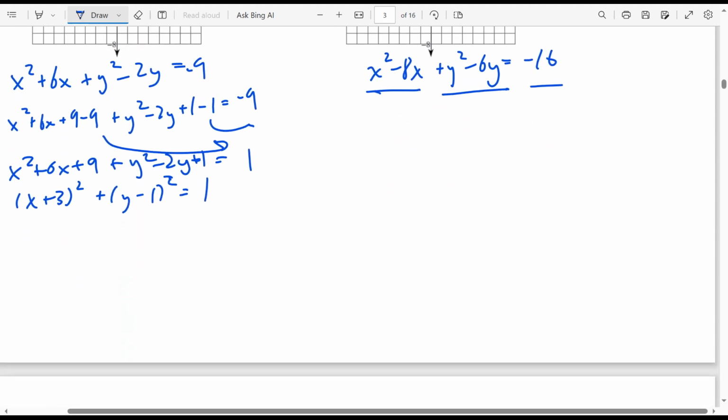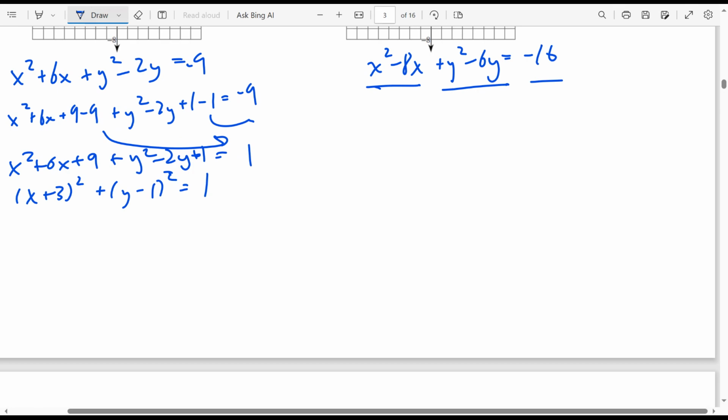So let's just move this up here. You're going to have to perfect square all these ones because we want to find out what h and k are, and we also want to find out what the radius is. So really, all you have to ask yourself is, what's half of 8 squared? 16. What is half of 6 squared?